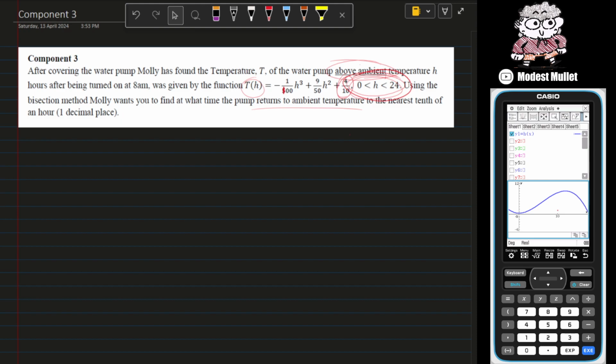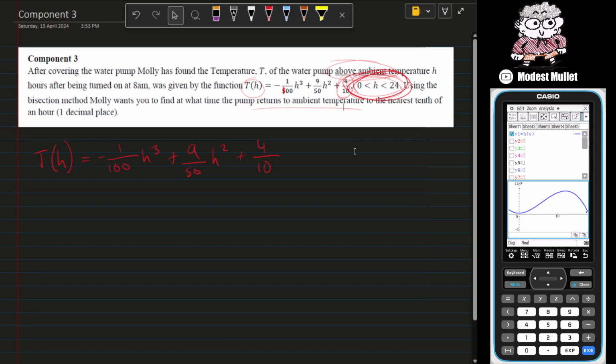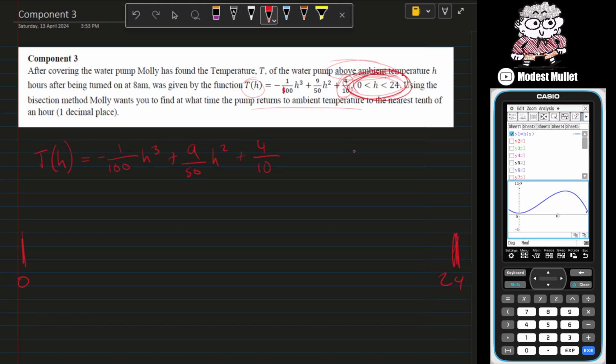We're using T of H is equal to -1 on 100 H cubed plus 9 on 50 H squared plus 4 over 10. And we're given our domain. What we want to do, because I haven't told you to look in a specific spot, I just want to know when's the next time it goes down. What you'd realistically want to do is set your left and right margins that you're going to start looking in as 0 and 24 and see what the graph is doing.